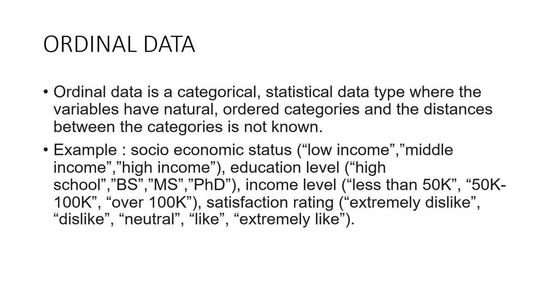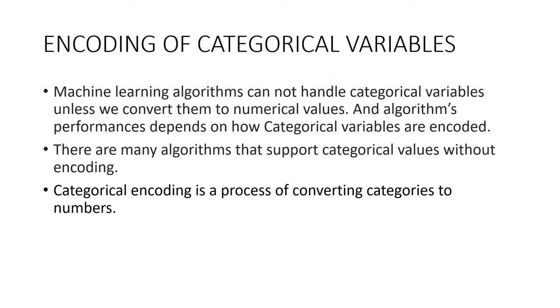Now I am talking about ordinal data, which means a statistical data type where the variables have natural ordered categories and the distances between the categories are not known. It is very important: they are ordered categories and distances are not known. For example, socioeconomic status: low income, middle income, and high income. Education level: high school, BS, MS, PhD. We don't know the distance between them, but they are ordered categories. Income level: less than 50K, then 50K to 100K, over 100K. Satisfaction rating. All these are examples of ordinal.